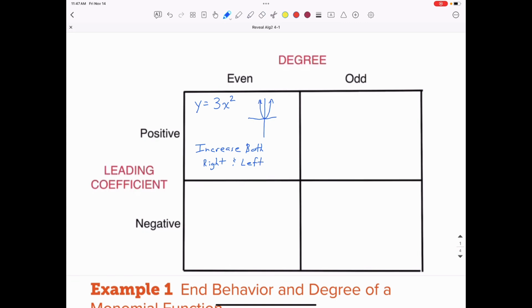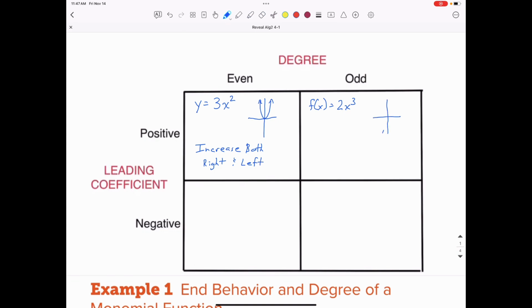So an odd degree with a positive lead coefficient might be, and I'm going to use function notation this time, f of x equals 2x to the third power. So that is an odd degree, so the exponent is odd, and the leading coefficient is a 2, but it is a positive 2. That graph actually looks something like this.